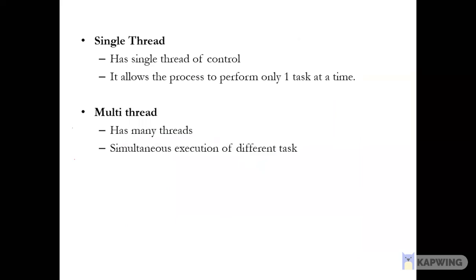A single thread has a single thread of control. It allows the process to perform only one task at a time. Multi-threaded has many threads, with simultaneous execution of different tasks. Threads are divided into tasks, as I explained in the last lecture, and a task is a set of instructions.